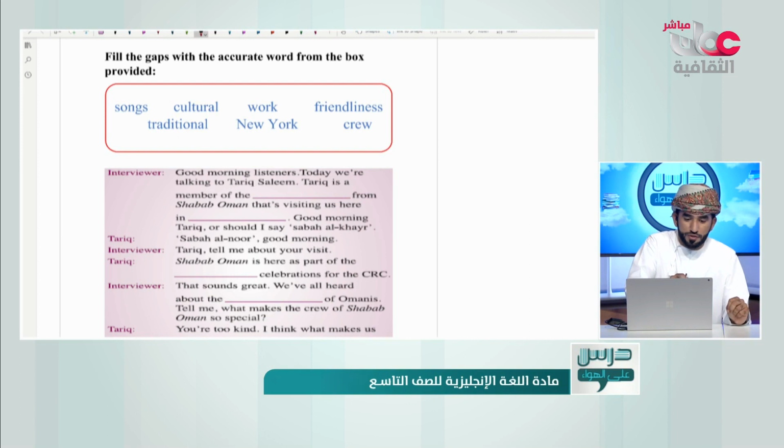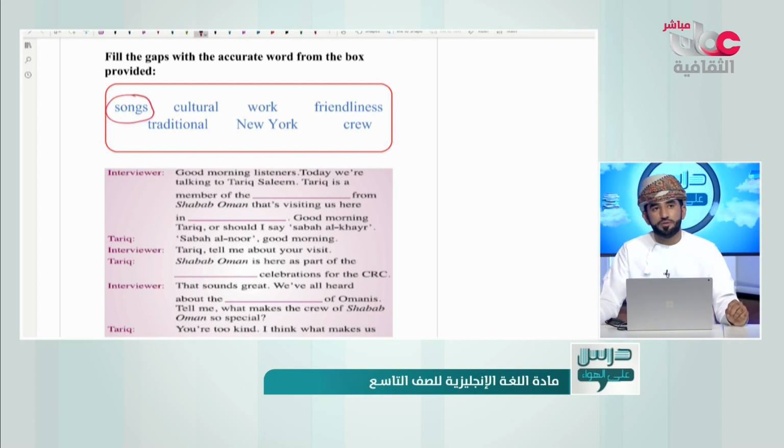Of course, you've got this word songs. Tell me, is it noun or verb? Yes, exactly, it's a noun. Very good. This is what you have to do. Cultural. It's what? Adjective. Nice. Work. Verb. Thank you so much. It can be a noun, but let's say verb. Very good. So you've got noun, adjective, verb.